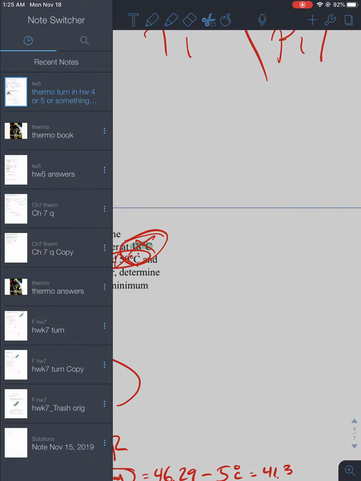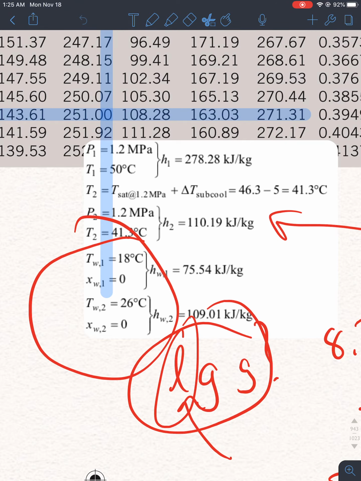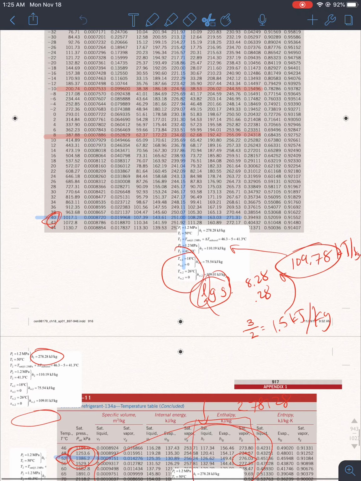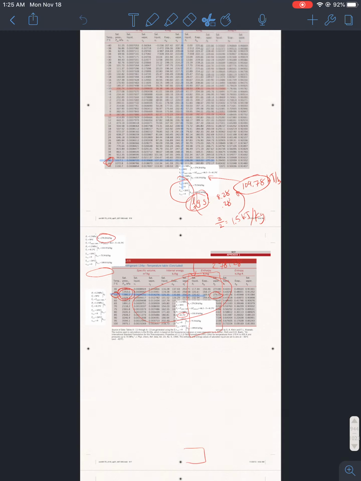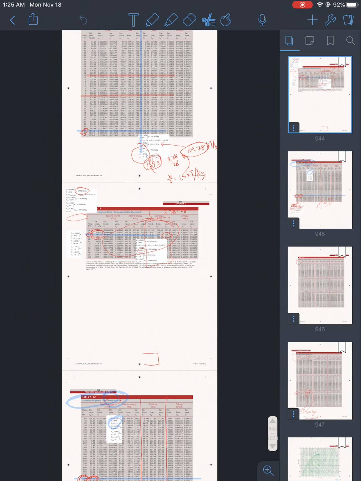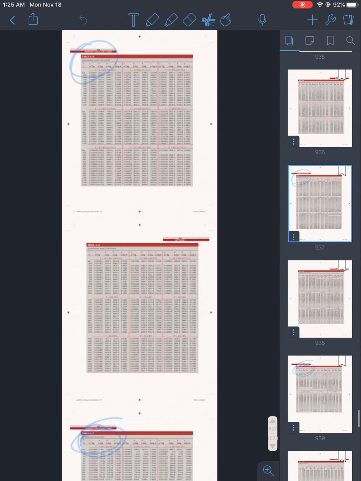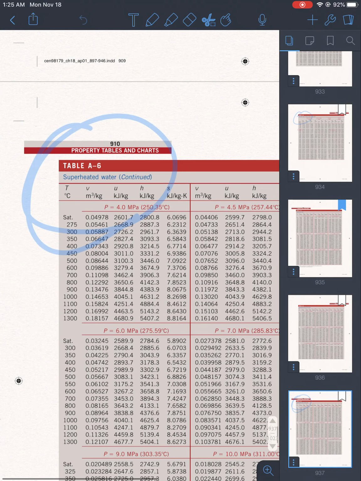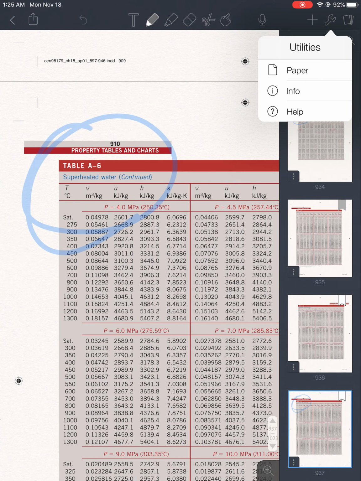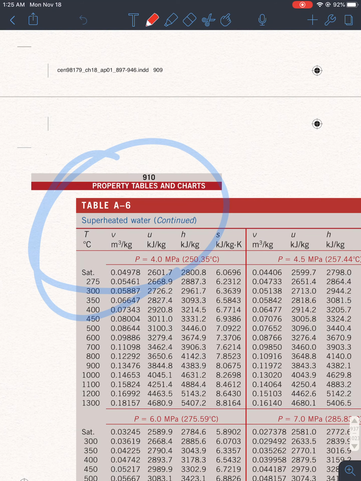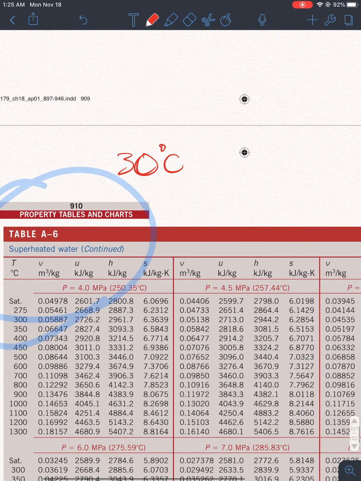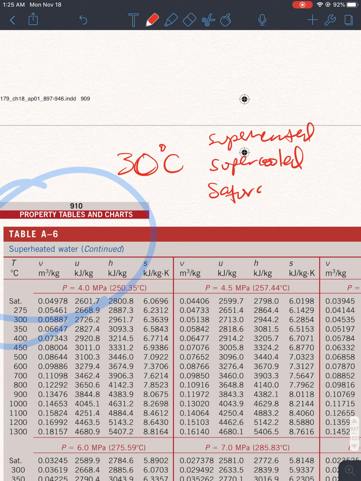I'm falling asleep here. So let's find the, I think it's called saturated water table. Are we using a superheated water table, a saturated water table? What kind of water table? Is it superheated water? Is water at whatever it is, around 30 Celsius? Is that superheated? Super cold? Or saturated?